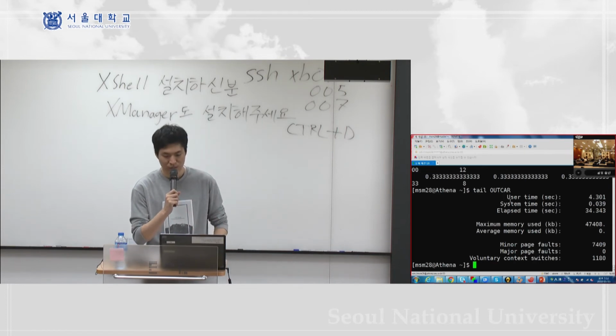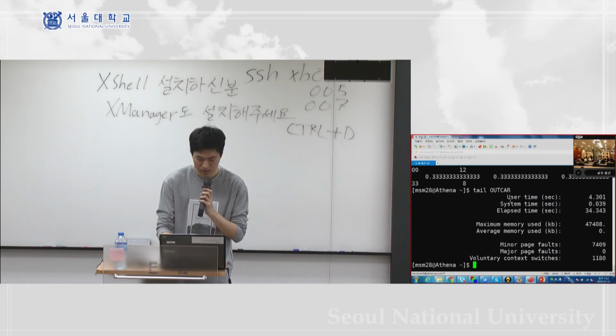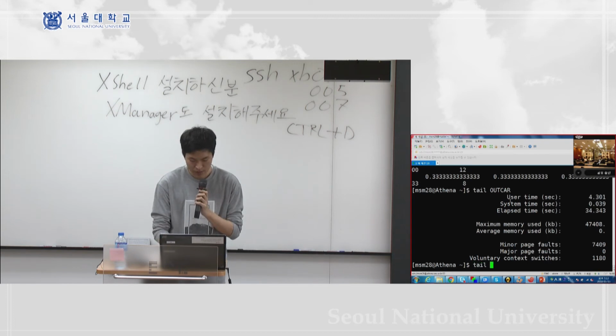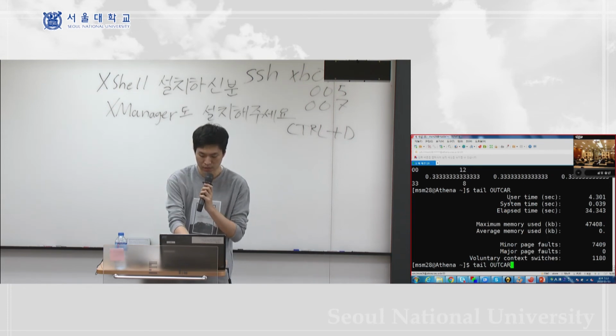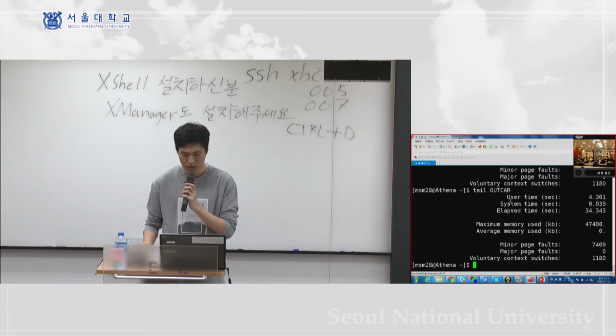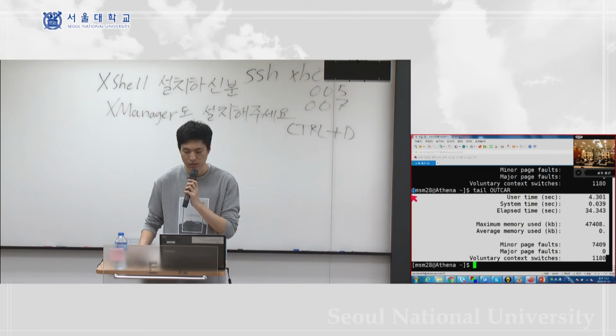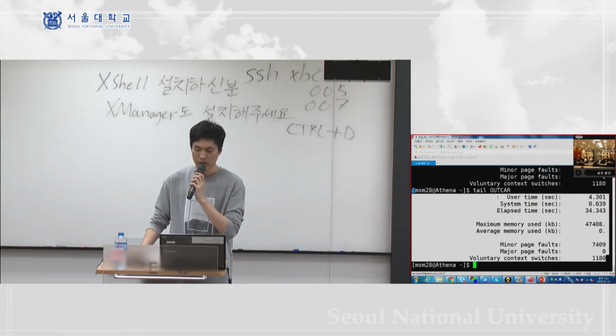Okay, so if you have calculated fast, then if you write tail OUTCAR, the tail command shows the last part of the file. So if you write tail OUTCAR, then you can see these timing informations. So in this case, this calculation took only a few seconds.